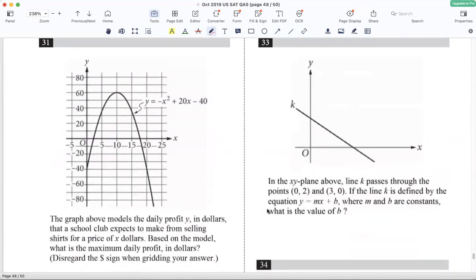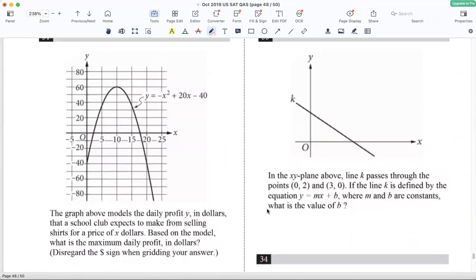Okay, the grading questions. The graph above models the daily profit in dollars that a school club expects to make from selling shirts for a price of X dollars. What is the maximum daily profit in dollars? Okay, so maximum daily profit is this, which is 60.